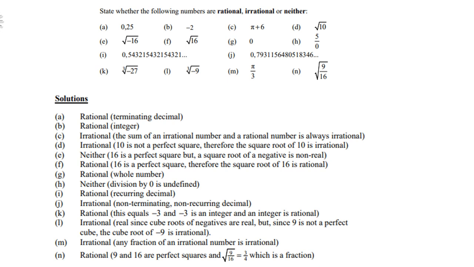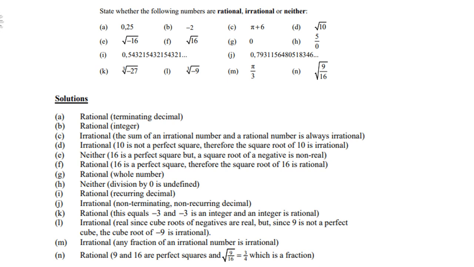Let's look at a few examples. State whether the following numbers are rational, irrational, or neither. Let's look at A, 0.25. Look at the solution. It is rational because it's a terminating decimal. B, negative 2. It is rational.